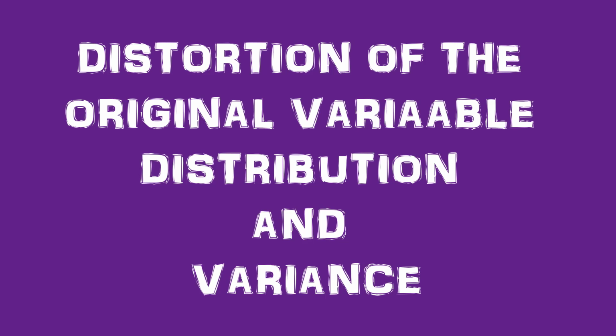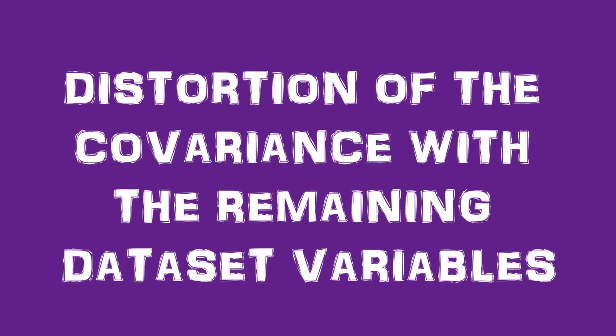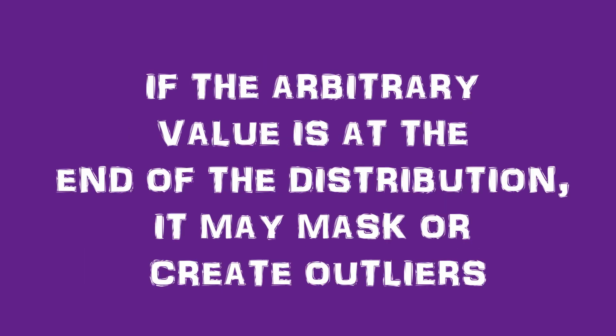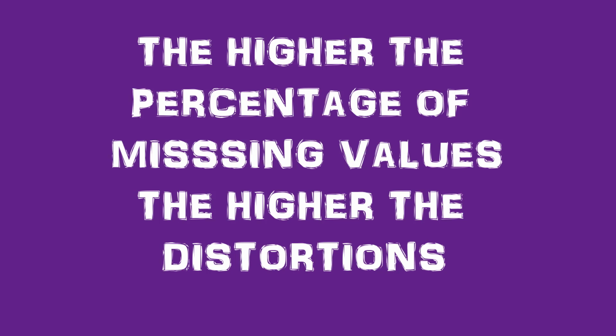Now let's look at some of the limitations of it. The distortion of the original variable distribution and variance, and distortion of the covariance with the remaining data set variables. If the arbitrary value is at the end of the distribution, it may mask or create outliers. The higher the percentage of missing values, the higher the distortion, as we'll be replacing some values with the same number, so it will be distorting our data set. So in this way we use the replacement by arbitrary values.